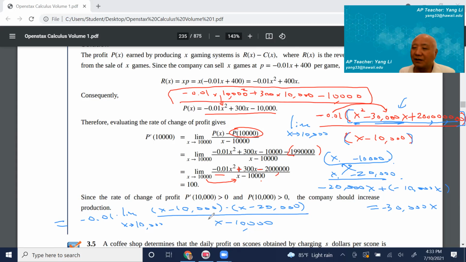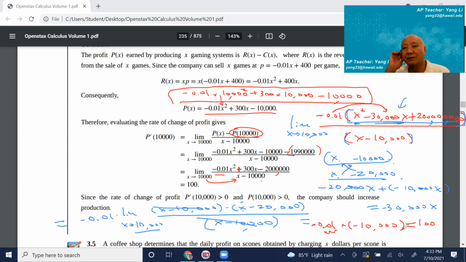Now, after you got this, you see here, this cancels. So you have this now. Right now, you can put 10,000 in for x here. So you're going to have negative 0.01 times, you put 10,000 here minus 20,000, so you're going to have negative 10,000, okay? This is negative 0.01 times negative 10,000. This one got rid of 2 zeros, right? But negative times negative is positive, get rid of 2 zeros. So you get 100.